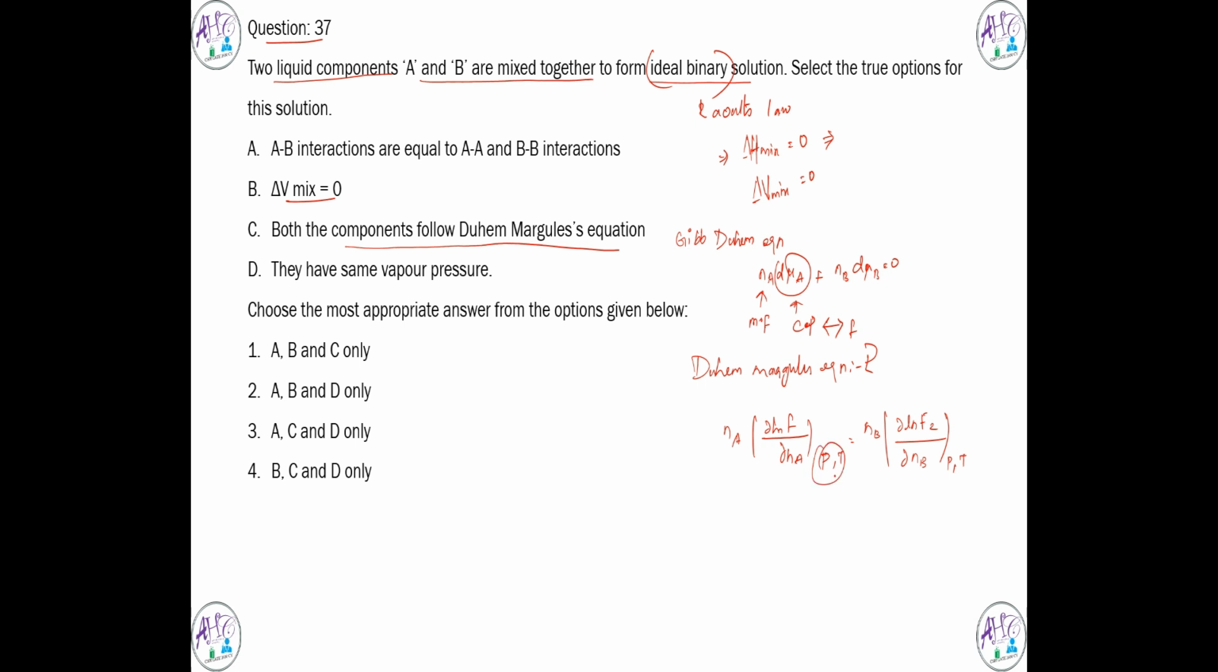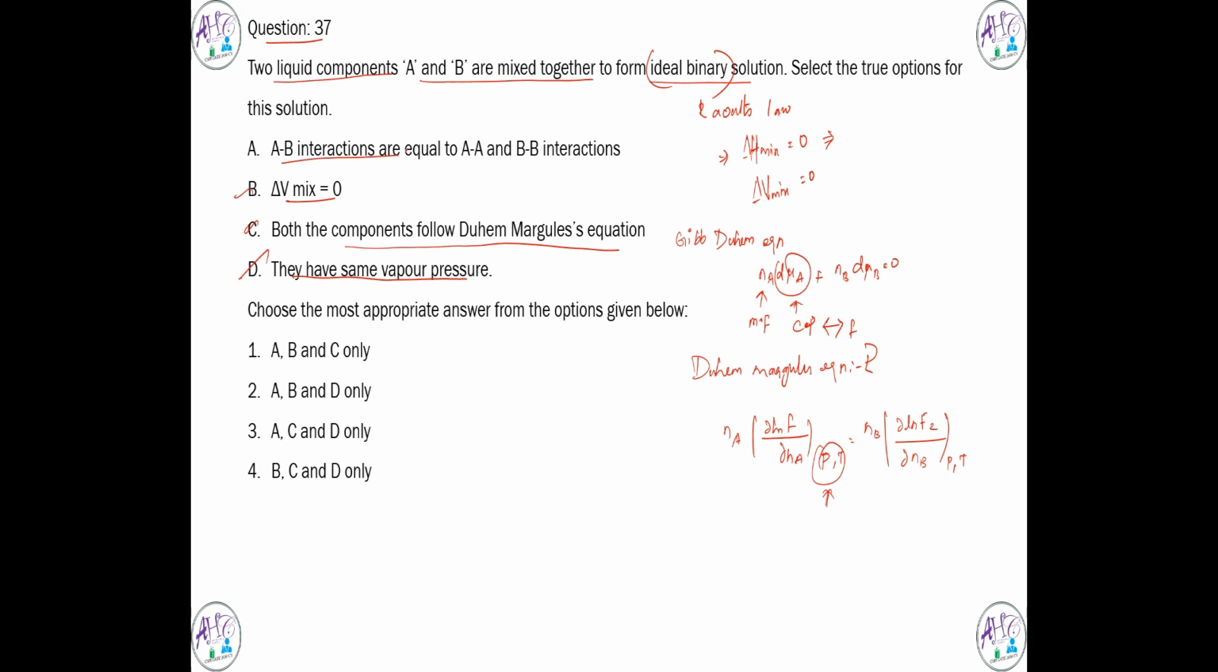When there is no change in pressure and temperature, you can say that delta V mixing, that is the volume, remains the same. You can also say that they have the same vapor pressure because we have kept the pressure constant. So B, C, D is the correct answer.